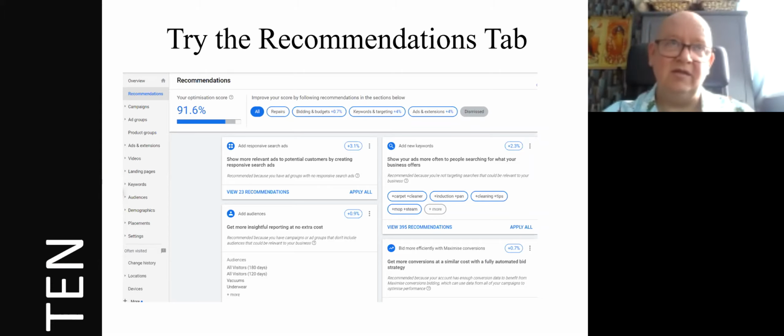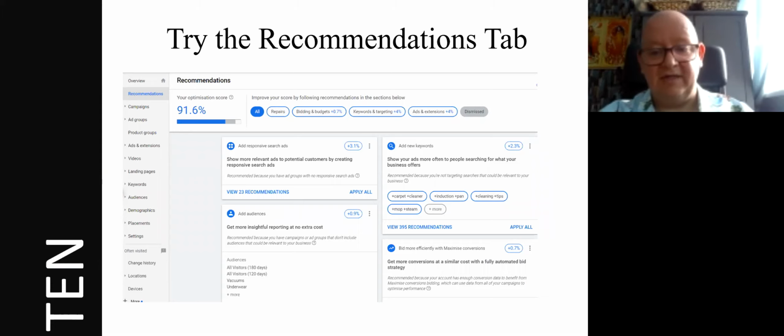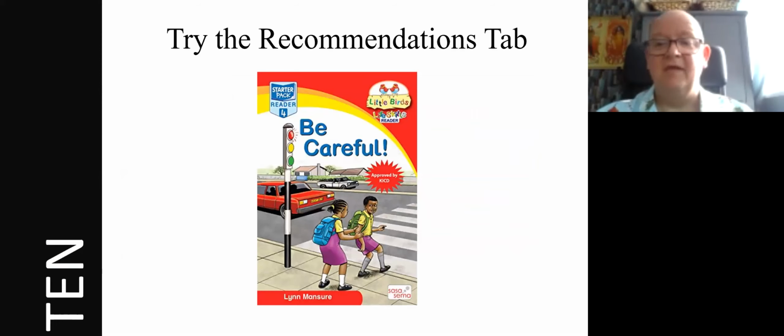So again, look at what keywords it's suggesting, and then you can add them all. In this example, there's 395 recommendations, which brings me nicely on to my next slide. Be careful with this recommendations tab. Don't just go charging willy-nilly into what Google recommend, because it can undo all your hard work. Like I say, 395 keywords. If you click apply all, it will add 395 keywords to your ad group.